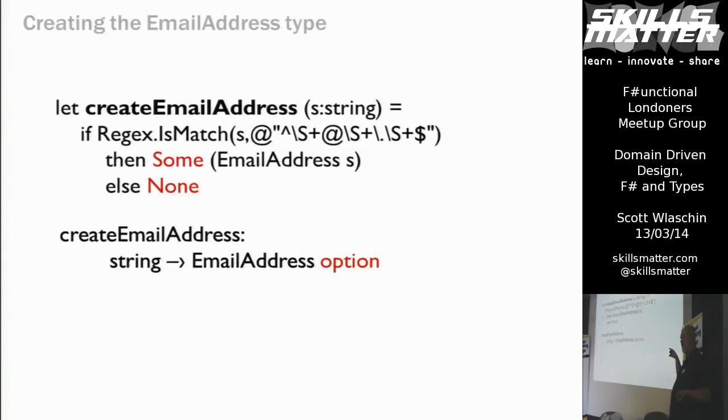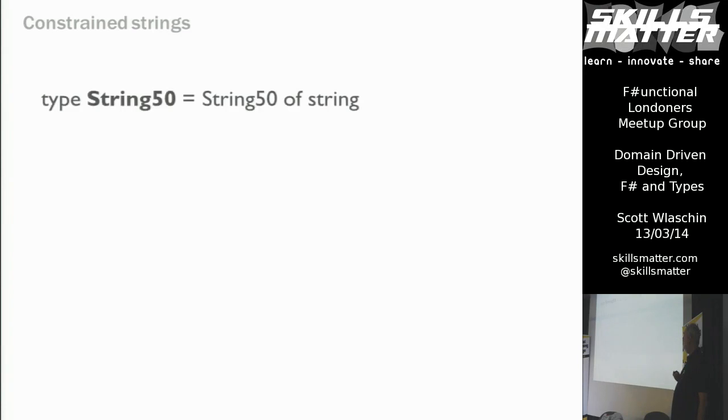The only place where you have to do the check is when you create it, and that's where you need some code to say it's not valid, typically at the UI layer or somewhere. Okay. Let's use this for other things. Here's another common one I like to use.